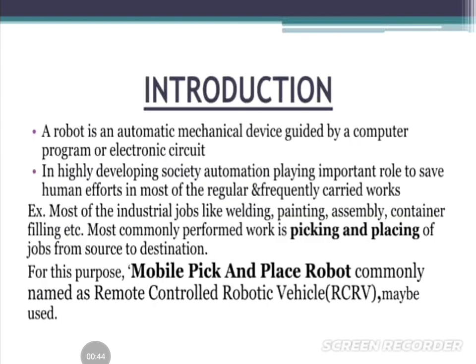The introduction placed in the slide is: a robot is an automatic mechanical device guided by a computer program or electronic circuit. In highly developing societies, automation plays an important role to save human effort in most regular and frequently carried out works. For this purpose, a mobile pick-and-place robot, commonly named a remote controller robot vehicle (RCRV), may be used. Similarly, many children have toys with remote control, and pick-and-place robots play a vital role in children's toys.